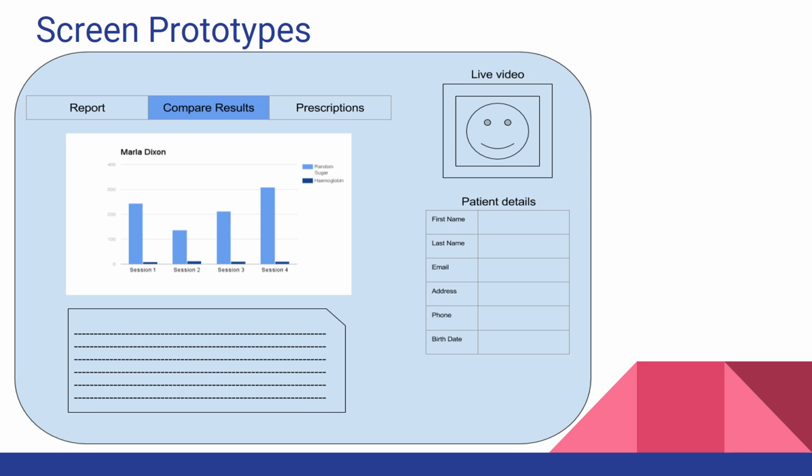This is the screen when the live session is going on. We can view the live video and the patient details on the right hand side. On the left hand side, we have different tabs for report, comparing the results with the previous sessions, and the prescriptions suggested by the doctor to the patient.